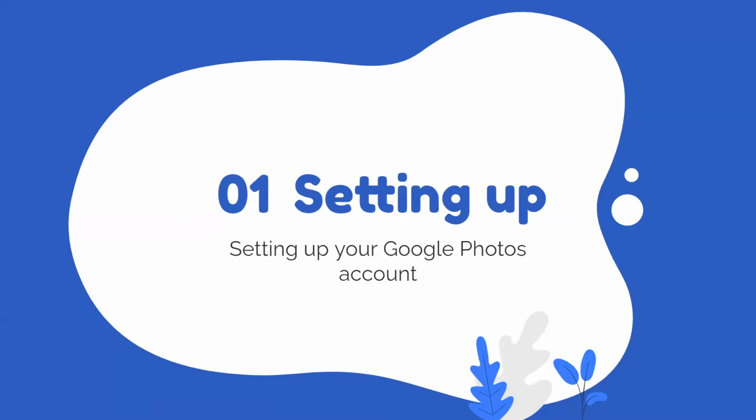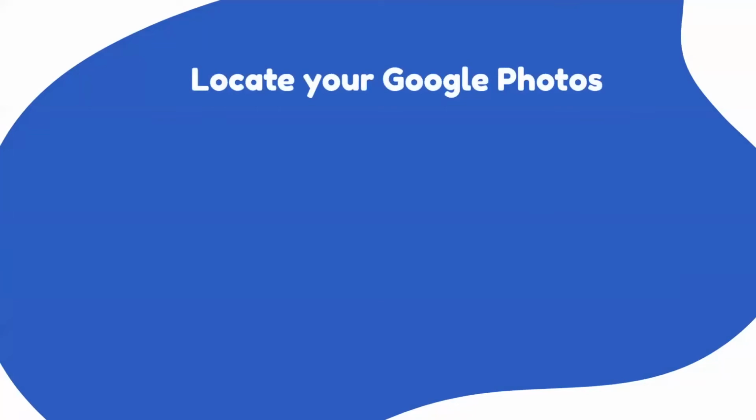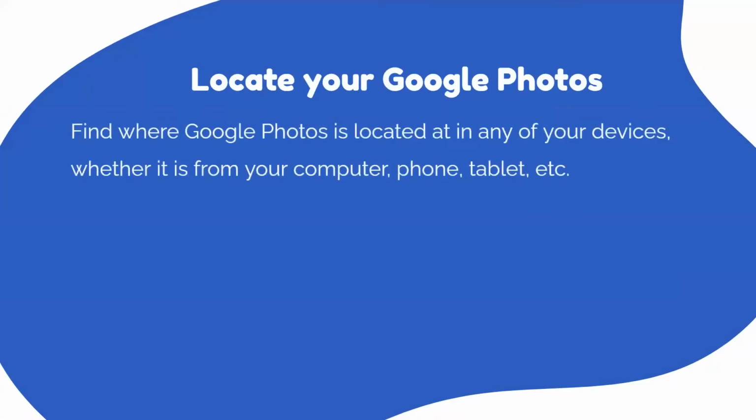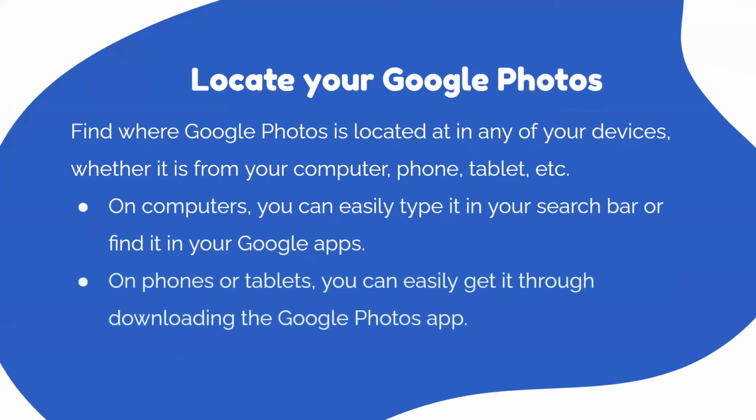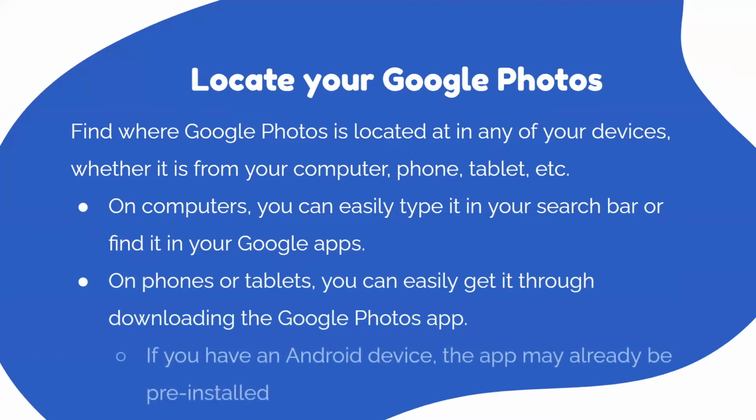So first, we're going to take a look at setting up your Google Photos account. To locate your Google Photos, you will find where Google Photos is located in any of your devices, whether it is from your computer, phone, tablet, etc. On computers, you can easily type it into your search bar or find it in your Google applications. On phones or tablets, you can easily get it through downloading the Google Photos app. If you have an Android device, the app may already be pre-installed.